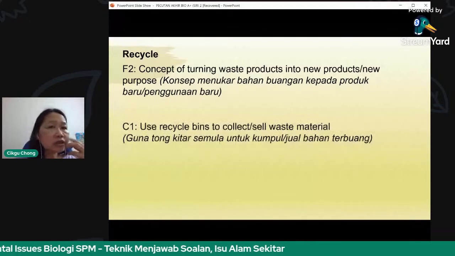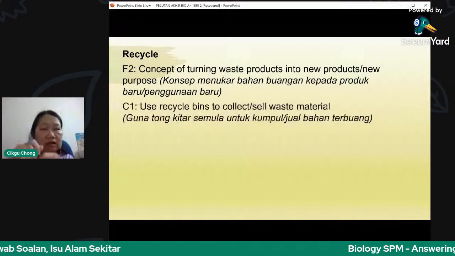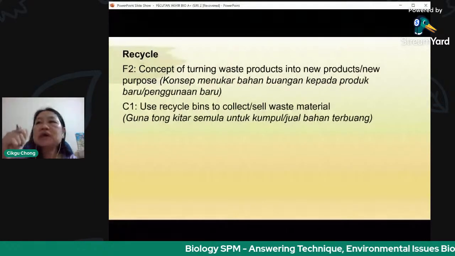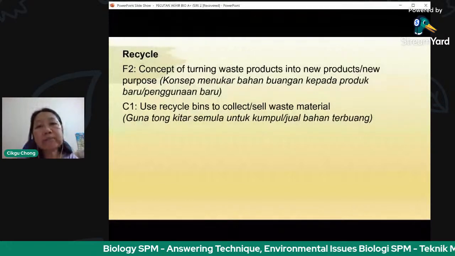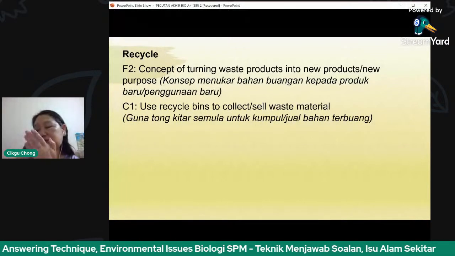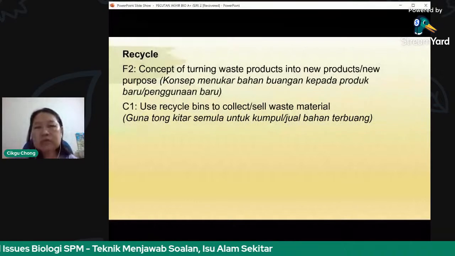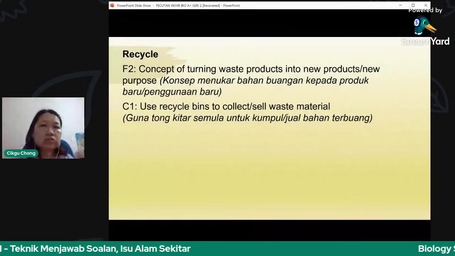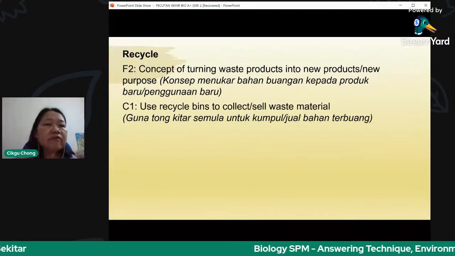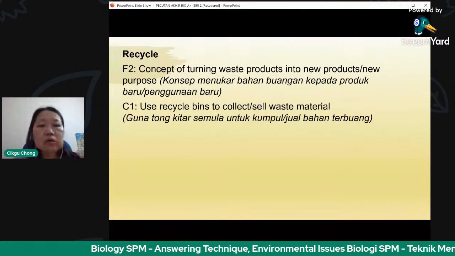Some people use it to make, in Thailand, they use the aluminum can openers, the cover, the tin, whatever thing, to make prosthesis for people who are amputees, people who have had limbs cut away from accidents. Aluminum is a light material, so they make the false leg, they make the false arm. Okay, so use recycle bins to collect or sell waste material.